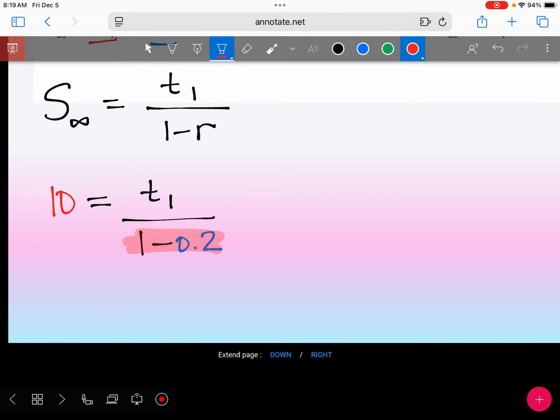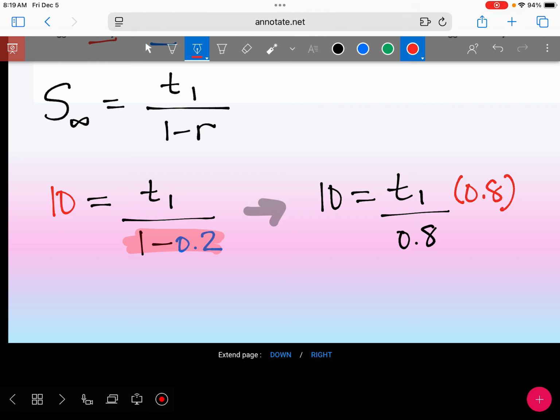0.8. So we have 10 equals T1 divided by 0.8. Now, in order to cancel out your fraction, we just multiply both sides by our denominator. So I'm going to multiply this side by 0.8 and this side by 0.8. That's going to cancel that out. So figure out what 0.8 times 10 is, and that's your first term. So you should get that T1 is 8.